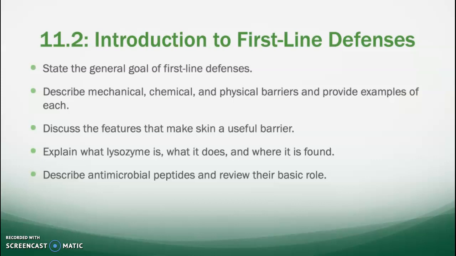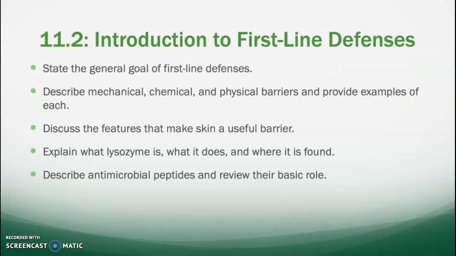So in this particular part, I'll talk about what the general goal is of the first line of defenses, and then I'll describe the three different barriers that your body naturally has as part of its either anatomy or physiology. So I'll talk about the mechanical, the chemical, and the physical barriers that our body provides against foreign intrusion on it and give some examples of each. I'll talk, for example, about what makes the skin such a useful barrier for us. I'll also talk about the chemical lysozyme, what it is, what it does, and where you might find it in the body. And then lastly, I'll talk a little bit about antimicrobial peptides.